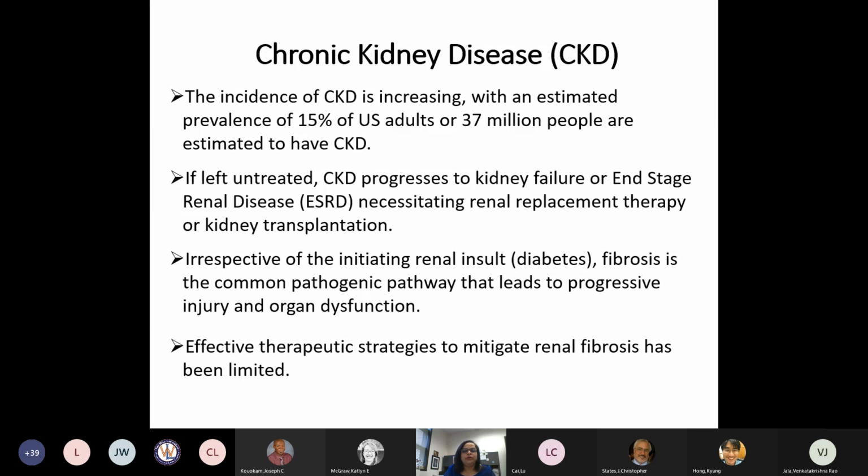So as you all know, chronic kidney disease or CKD is increasing each year. If it is left untreated, it can lead to end-stage renal disease. And irrespective of the initial insult, fibrosis is the common pathogenic pathway that leads to organ dysfunction. And most importantly, the effective strategies to mitigate renal fibrosis are still limited.